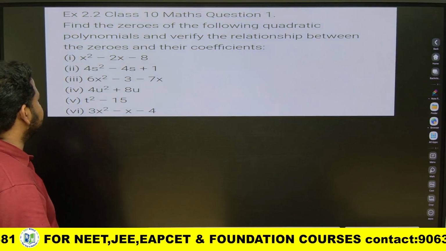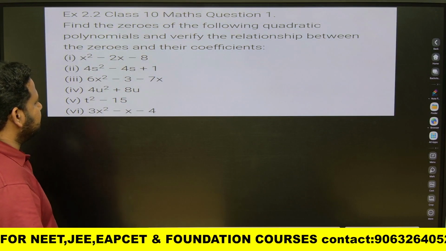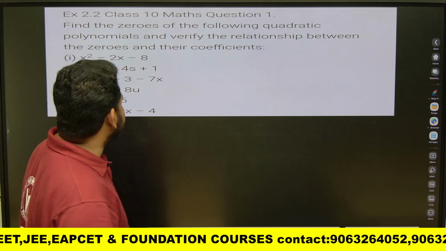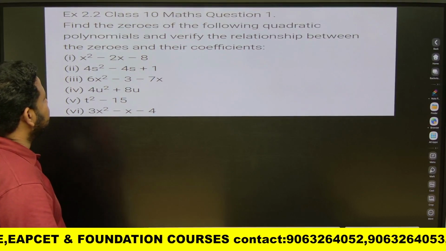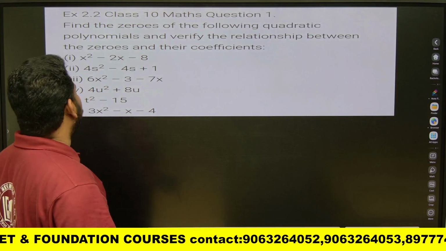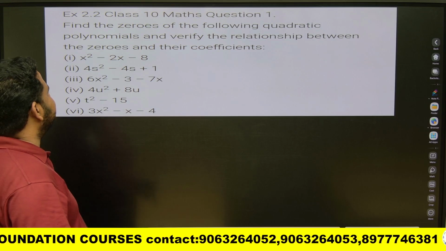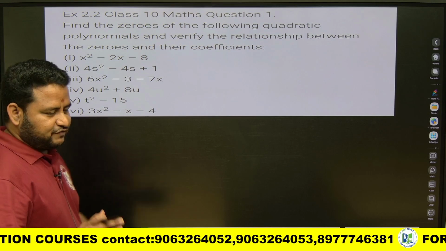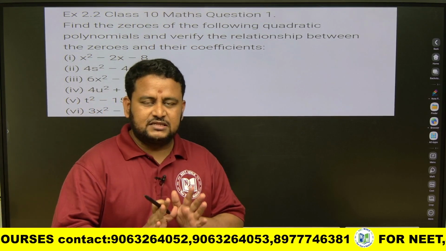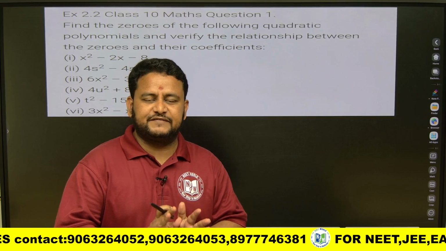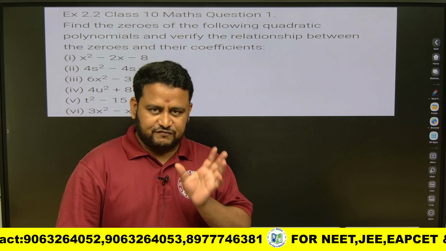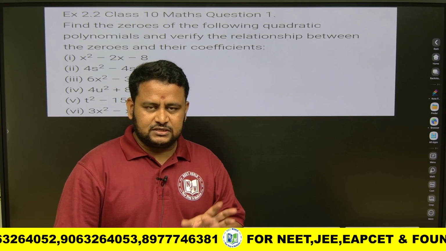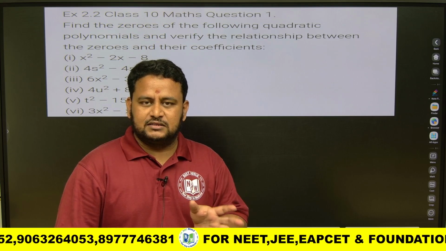So the first question that they have given is x square minus 2x minus 8. What is the question? They are asking, find the zeros of the following quadratic polynomial and verify the relation between zeros and their coefficients. First we have to find the zeros and then verify the relation between zeros and coefficients. That is, first we have to find the sum and product of the zeros, then we have to verify that using the formula.